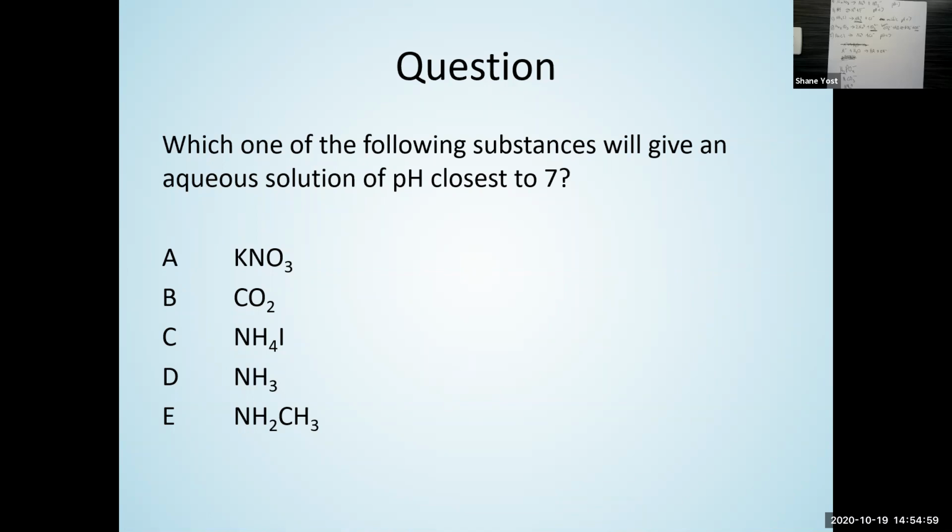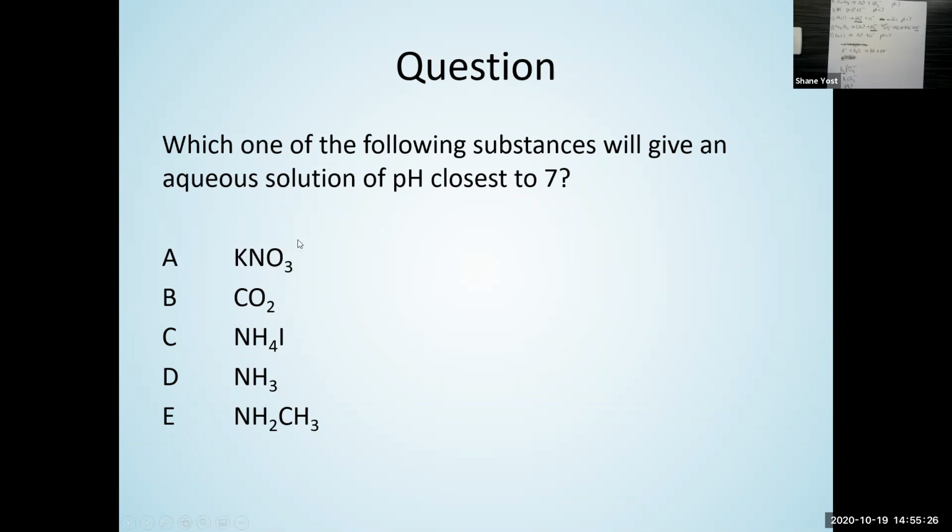Which of these things will have the solution with the pH closest to 7? Okay. So let's talk about this together. For sake of time, make sure we cover our periodic trends, which are going to be next. So KNO3, this forms potassium ions and nitrate ions in solution, right? Do potassium ions impact the pH?